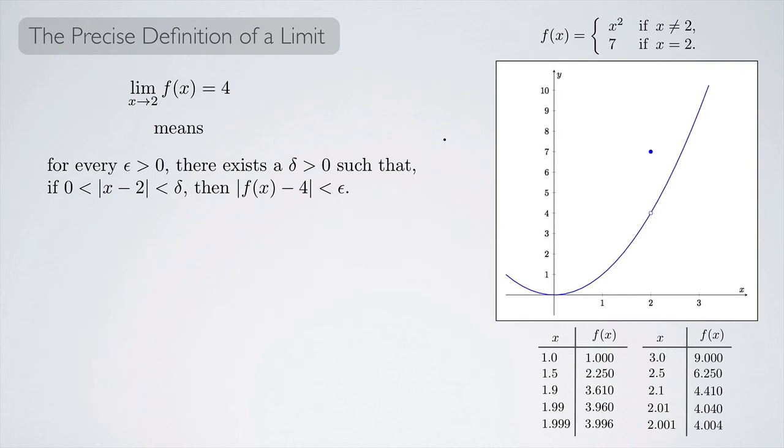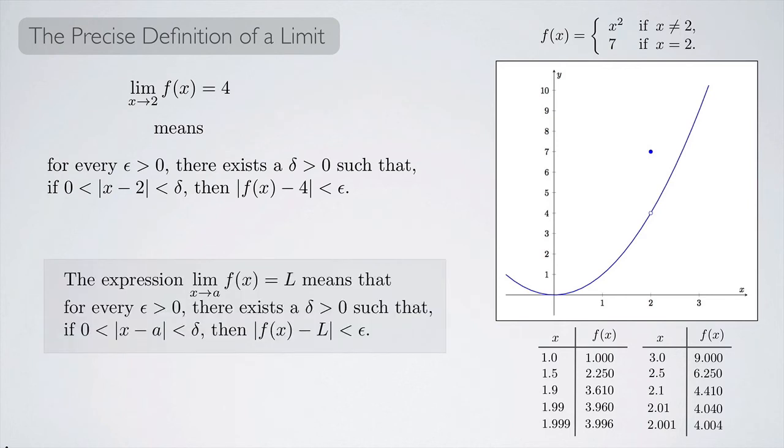In other words, if the distance between x and 2 is less than some small number delta, and it's greater than 0, then the distance between f of x and 4 will be less than some small number epsilon. So given an epsilon, I should be able to find a delta that works, and if that's possible for any choice of epsilon, it says for every epsilon, if it's possible to find a delta, then the limit as x approaches 2 of f of x must be 4.